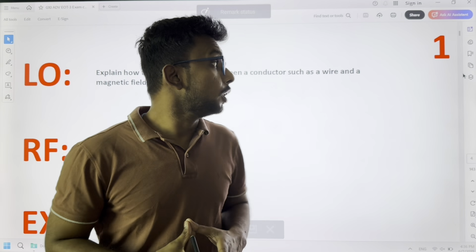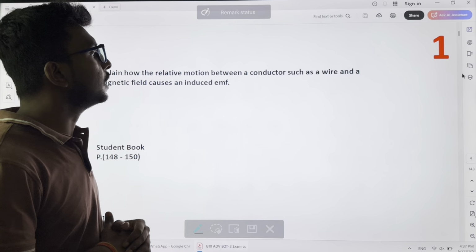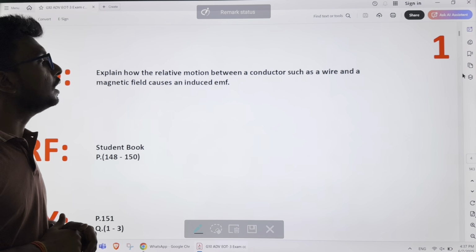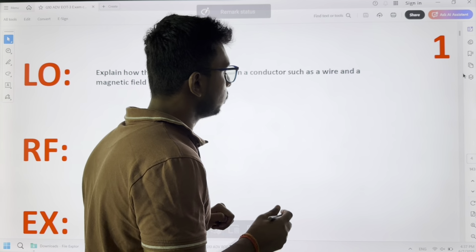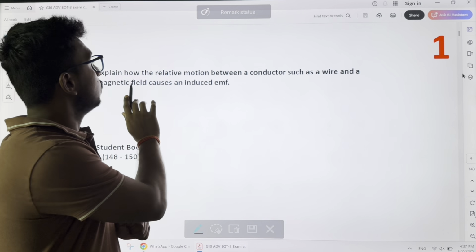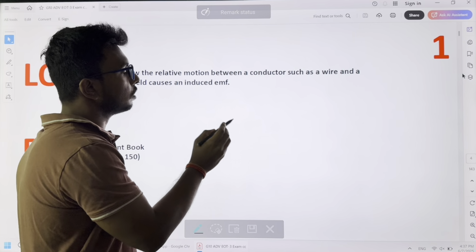Now let's start with question number 1 of the EOT. Explain how the relative motion between a conductor such as a wire and magnetic field causes an induced EMF. So before we move to the question, first of all, the relative motion between a conductor such as a wire and a magnetic field causes an induced EMF.